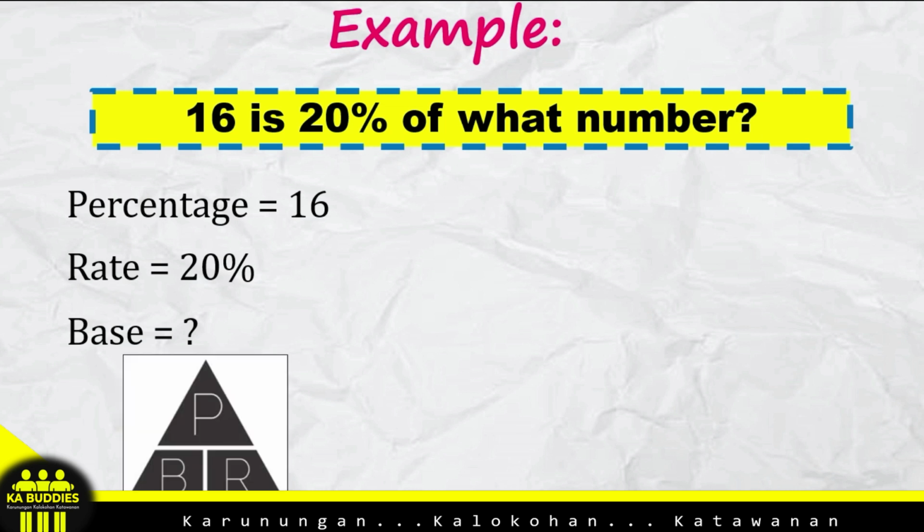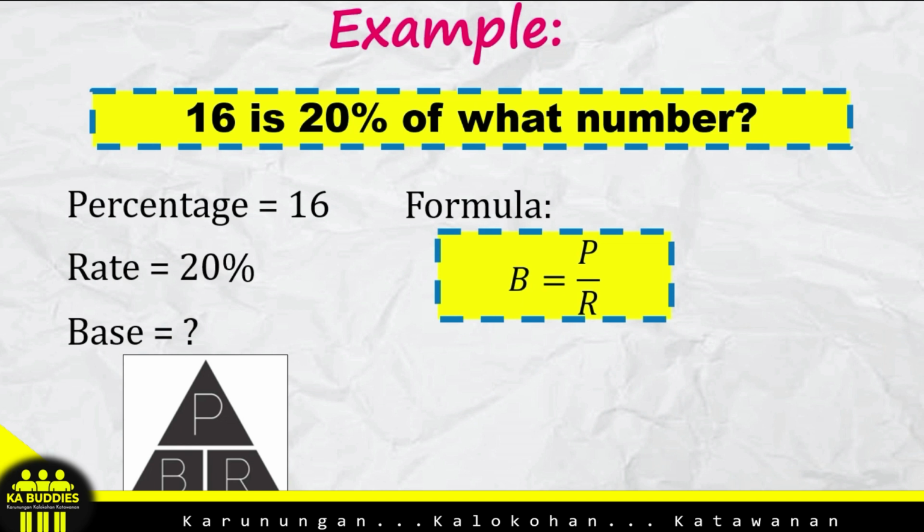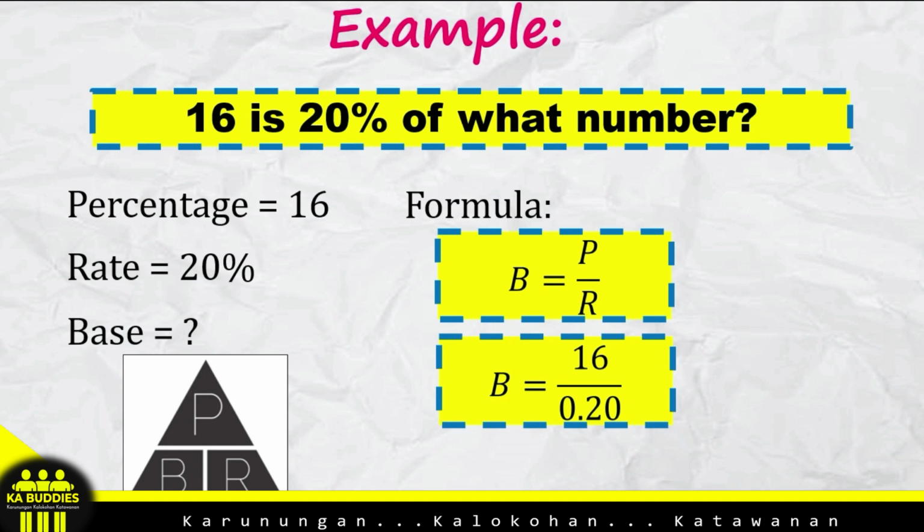So let's have our magic triangle. Since the base is missing, our formula will be P over R. The first thing that we need to do is to substitute the given values. So B is equal to 16 over 0.20. Take note of this. Always remember that your rate should always be changed to a decimal. But how? You are just going to move two decimal places to the left. That's why 20% is equivalent to 0.20. So let us have our solution. We have 16 divided by 0.20.